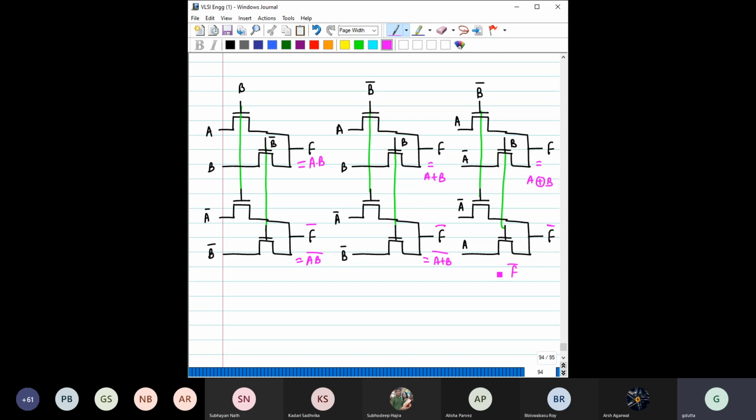So this is basically the differential pass transistor logic. Both complementary data inputs and outputs are available. You can see both A bar and B bar are available, so all complementary inputs are available. All complementary outputs are also available. See here, this F bar, for all of them.